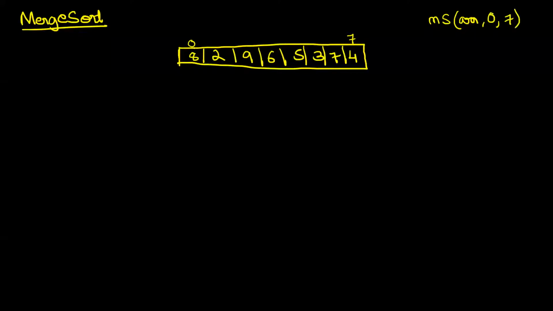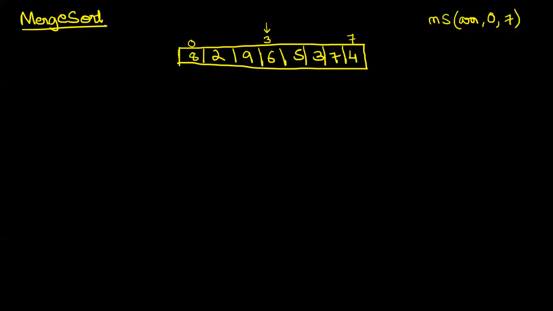I am asking, can you please sort the array from index 0 till index 7 for me? When this function starts running, I see that I am looking to sort an array which is greater than length 1. There are more than 1 elements in this array, so it definitely needs some sorting. First of all, I compute mid. The value of L is 0 and the value of R is 7. So mid is 0 plus 7 by 2, that is 7 by 2, which is 3. So index number 3 is the value of mid.